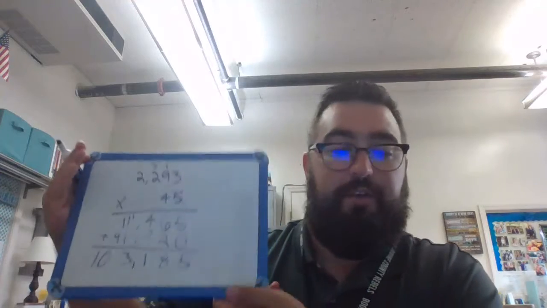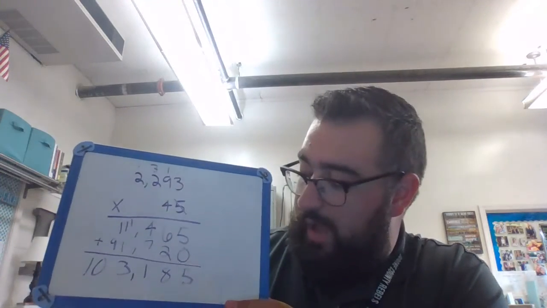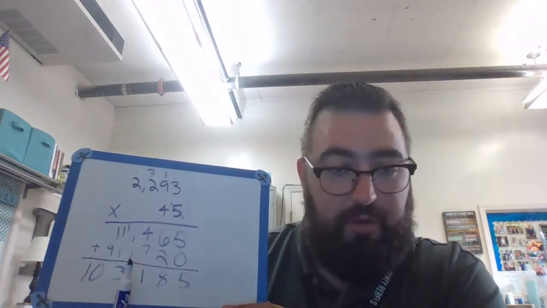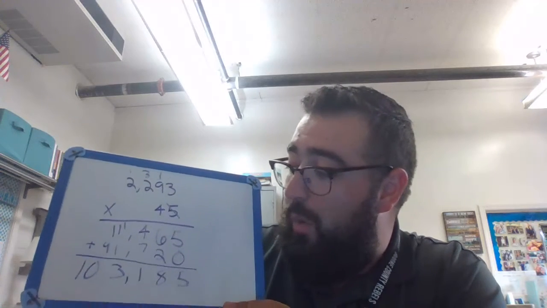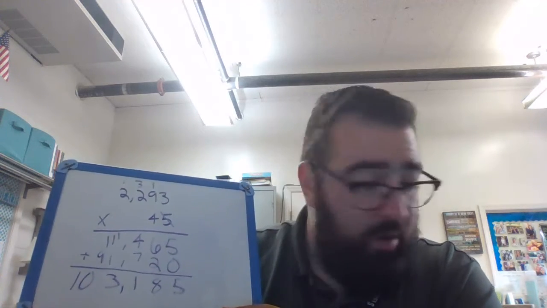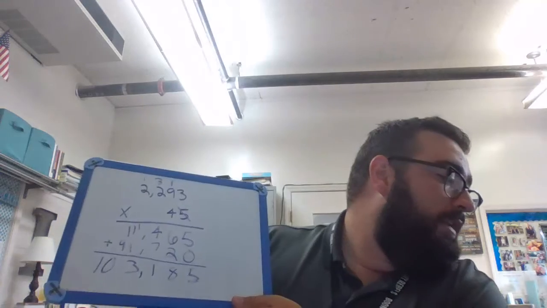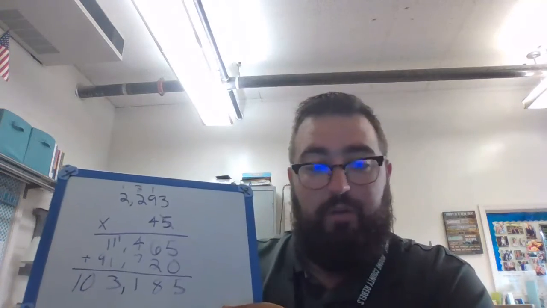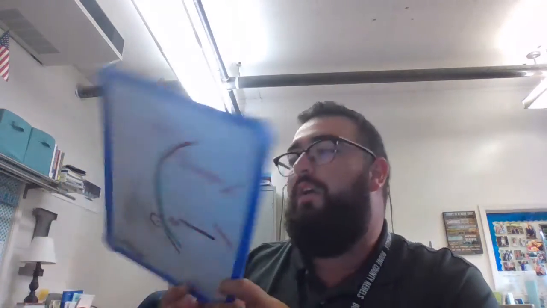Make sure our commas are in the correct place. Remember, we put a comma after every three numbers. So that gives us 103,185. Checking my notes over here. Yep, so that is correct. We did it, well done. Did a good job right there.